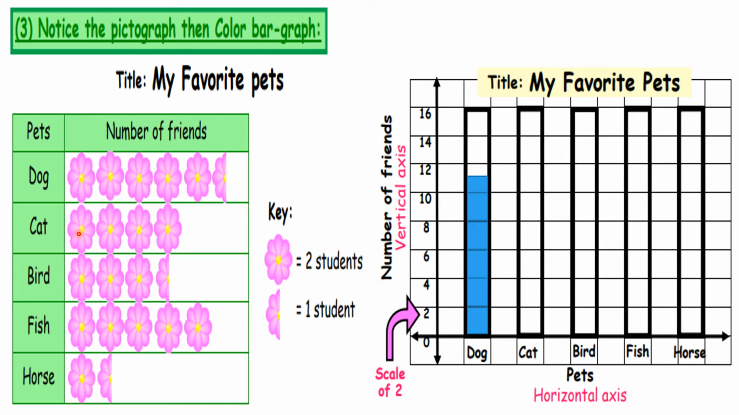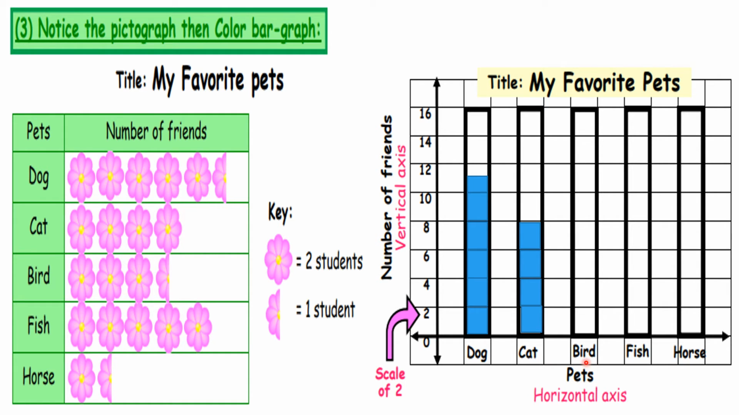Next one here is cats. That's how many students like cats. I know that one picture takes 2 students, so it's 2, 4, 6, 8. So I will color to reach number 8. I will color 4 bars, 1, 2, 3, 4.